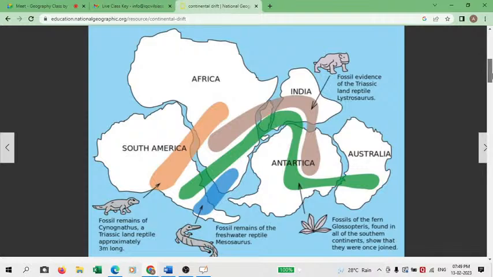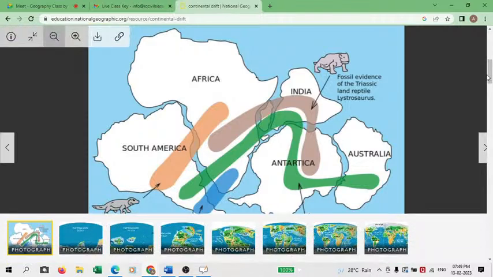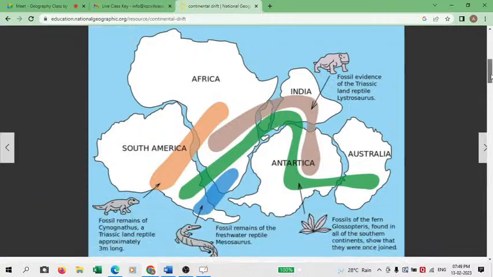It is written right here. Even National Geographic is writing. This diagram is found on the National Geographic channel website. So there also it is written, show that they were once joined. This is the biggest evidence. You see this green color? Green color across all the five land masses here. Right from Australia to Antarctica to India to Africa to South America.